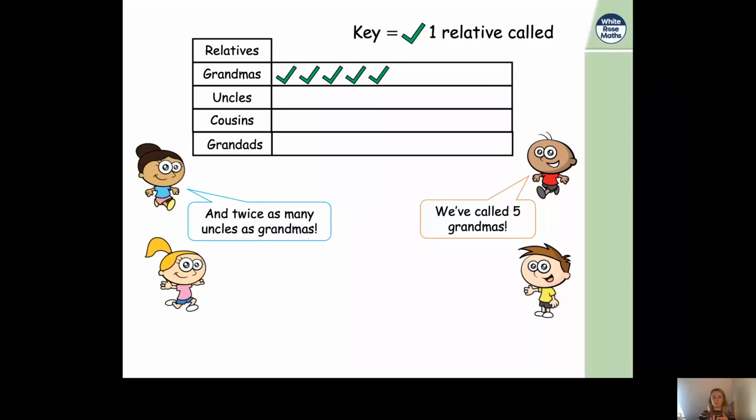2, 4, 6, 8, 10. Stop, we've counted 5 steps. And what did we get to? Yes, we got to 10. So they called 10 uncles.